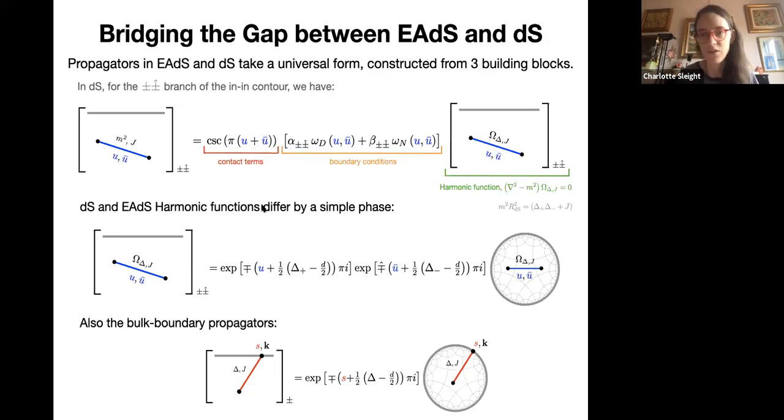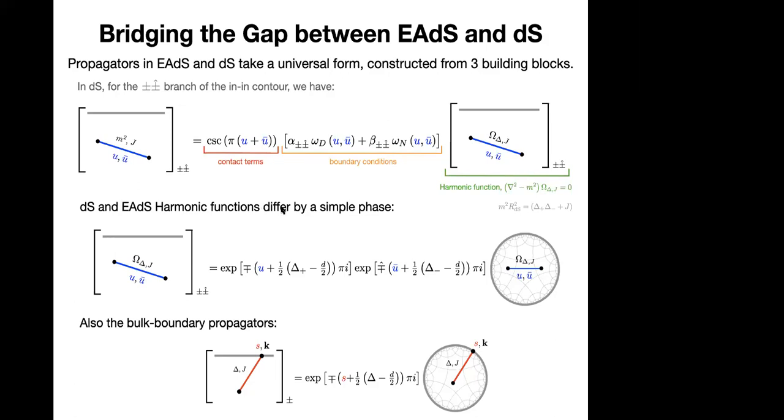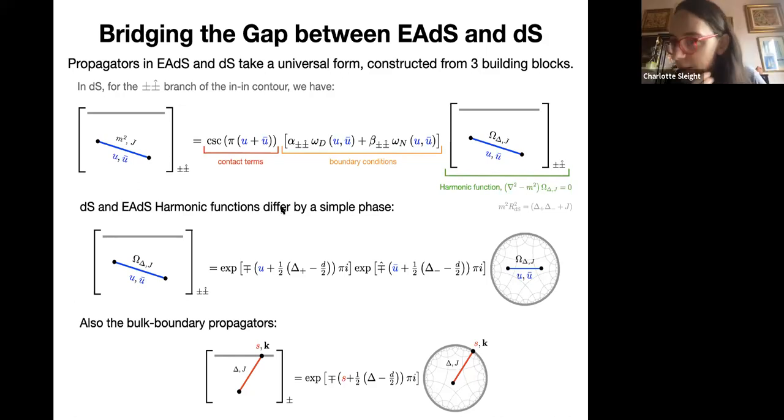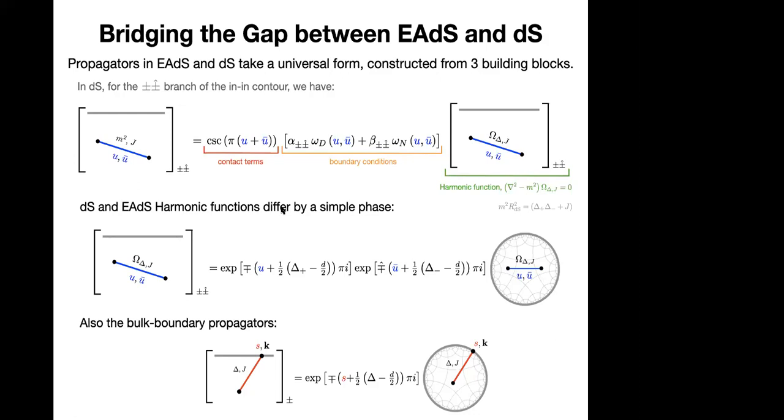Charlotte, yes? These phases are coming from these K to the S type factors? Sorry, I didn't hear. These phases are coming from the K to the S type factors that you showed in some other slide.